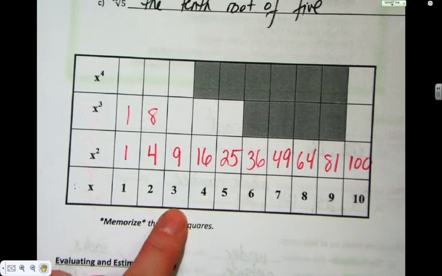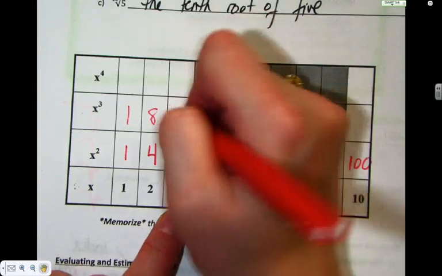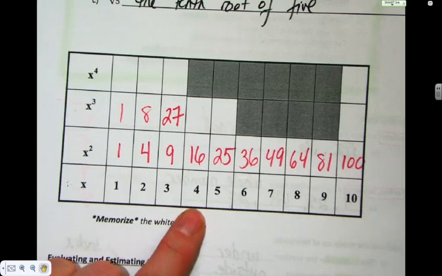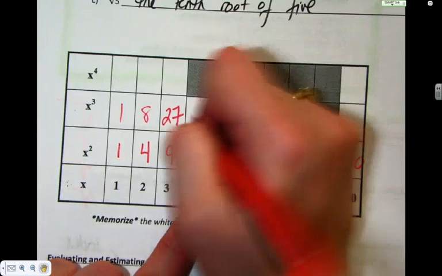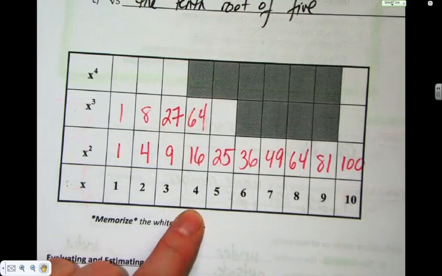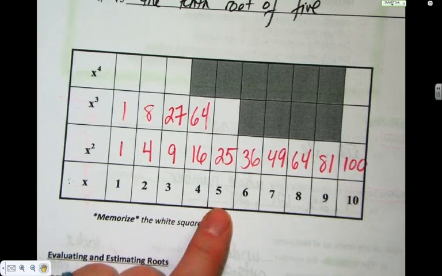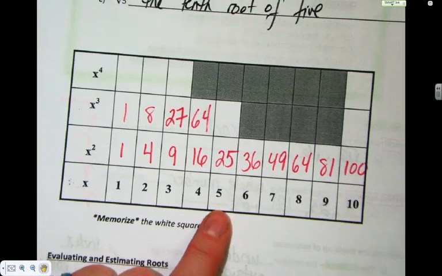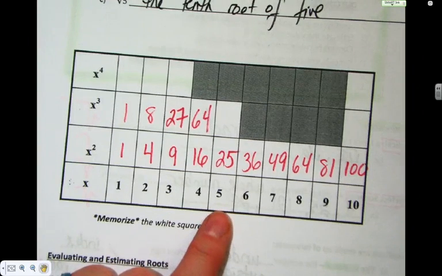3 cubed. So 3 times 3 times 3. So 3 times 3, 9 times 3, 27. 4 times 4 times 4, so 4 times 4, 16. 16 times 4, 64. 5 times 5 times 5, so 5 times 5, 25. Now, I always think about it as how much do you have if you have 5 quarters? 125.